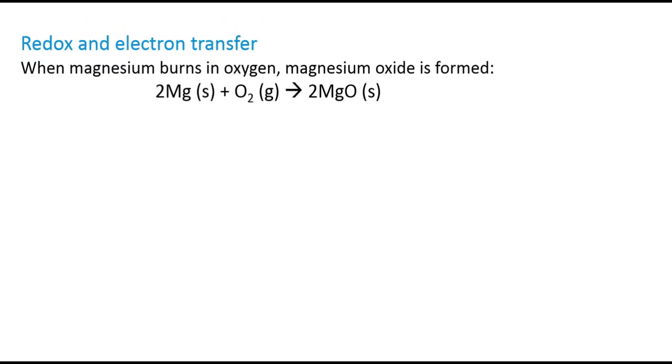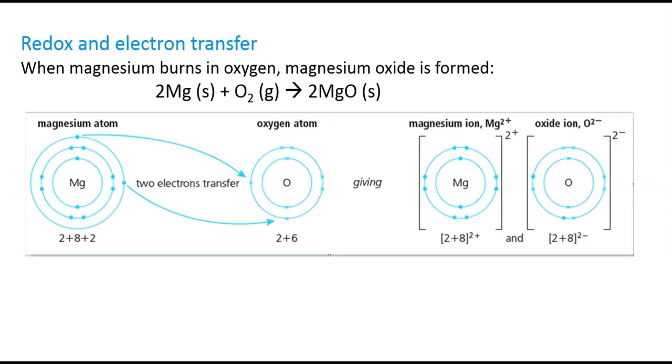Redox and electron transfer. Now, let us look at another definition for oxidation and reduction based on electron transfer. Look at this example that we discussed earlier. Magnesium reacts with oxygen to produce magnesium oxide. Here, magnesium has oxidized by gaining oxygen and oxygen has reduced, because oxidation and reduction take place together. Let us see what is happening to the electrons.